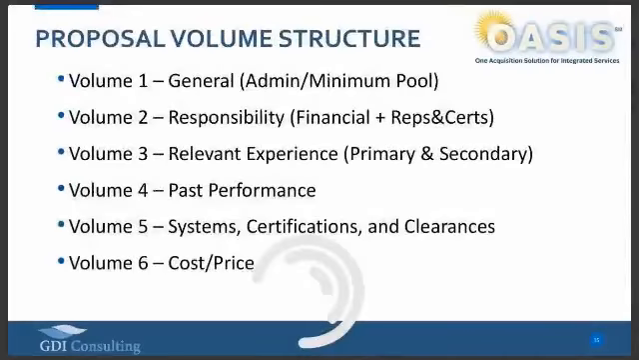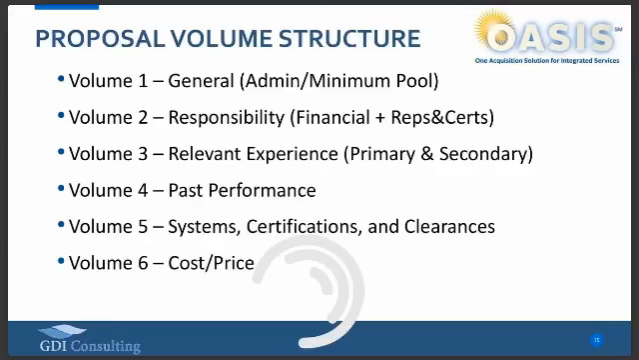Okay, now the volume structure, and this proposal has 6 volumes. Volume 1 is general, which is essentially all the administrative documents that we have to put in, plus the minimum pool requirements. I will get to that, what it is. So all of those documents go here.